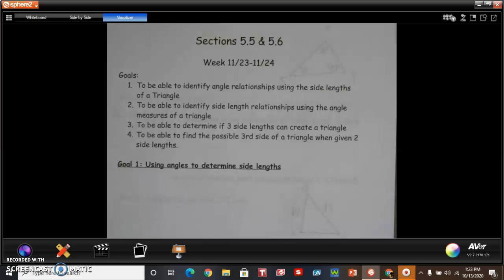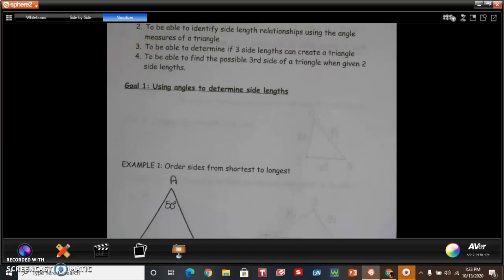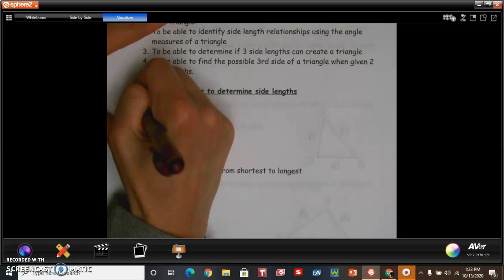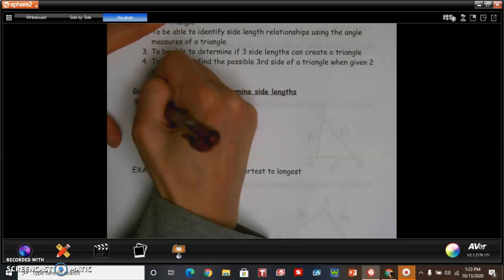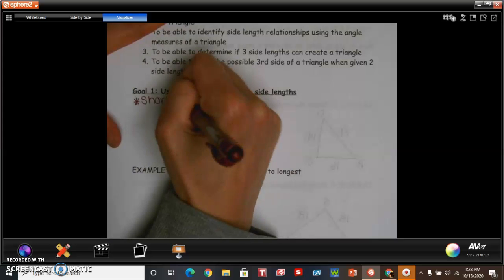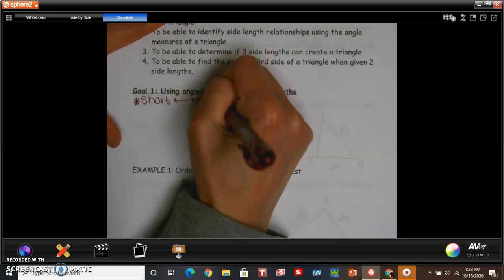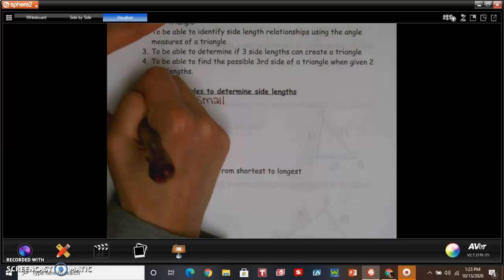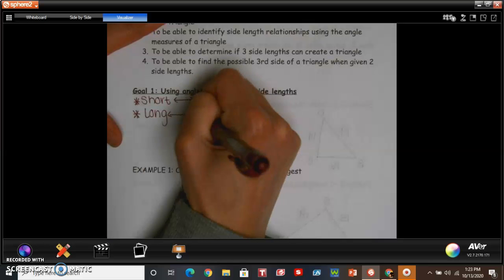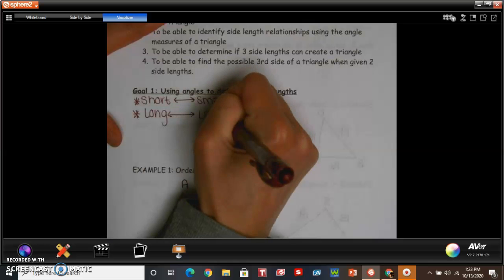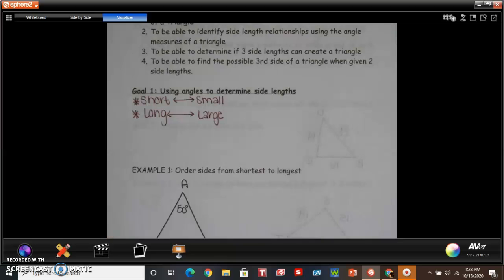All right, so let's use angles to determine side lengths. So here's the rule. Short is always across from small, and long is always going to be across from large. Okay? So that's the rule. Short and small are across from each other, long and large are across from each other.